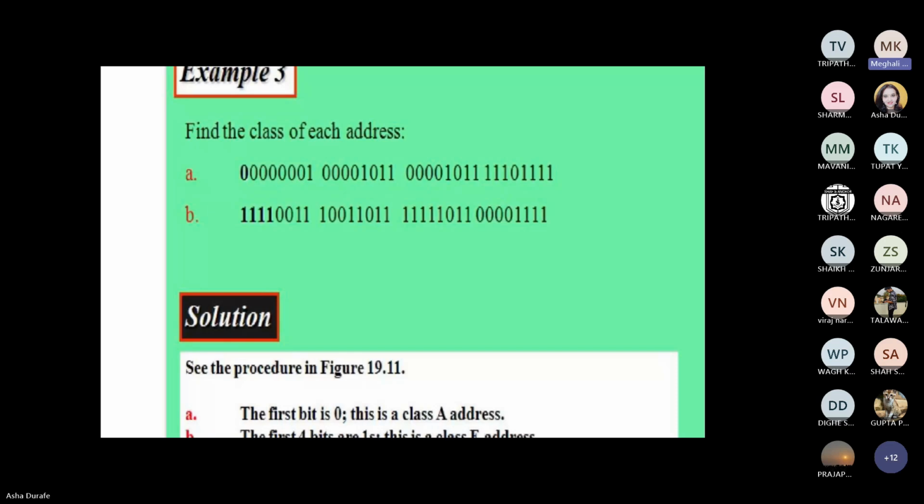In example B, you can see the first byte. In the first byte, you see 4 ones at the starting point. So 4 ones means it is a class E address. Okay, so this is how you have to understand the class of each address just by looking at the first byte.